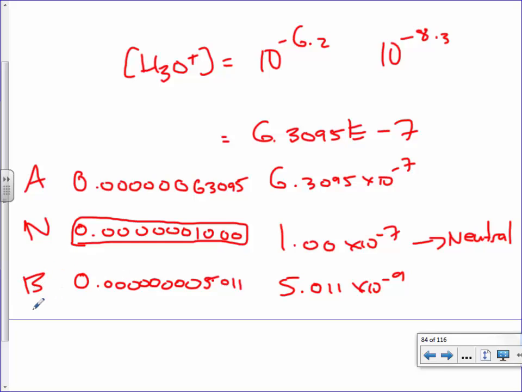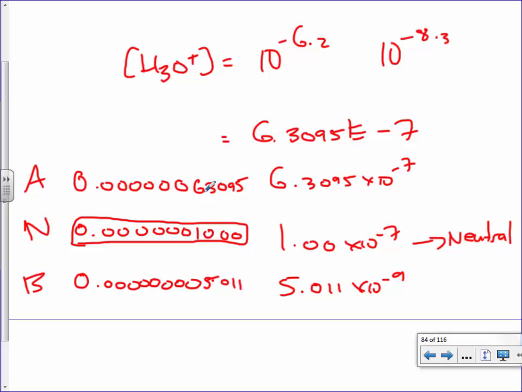Because if you think of that sliding scale, if you have less H3O plus, it means you must have more hydroxide. Does that make sense? So if water is even for both, if I have less hydronium, then I must have more hydroxide. Or for this one right here, because this number is a bigger number, I must have less hydroxide.